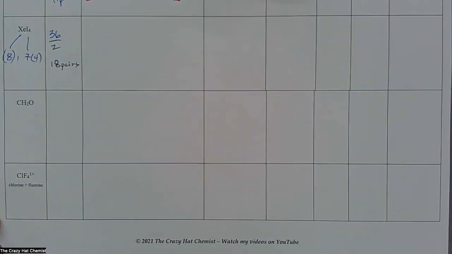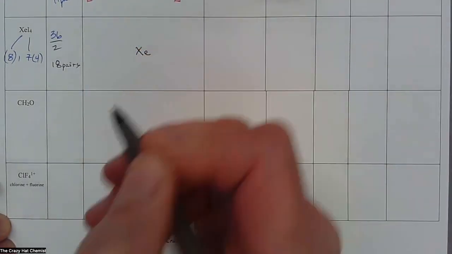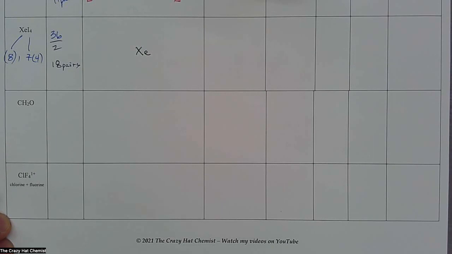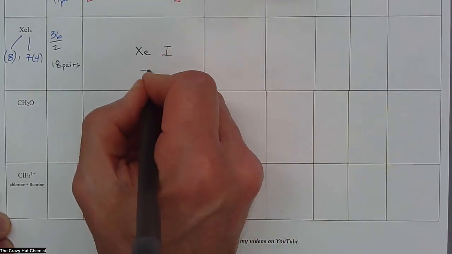So now I got 18 pairs. So the central element is the least electronegative, but never hydrogen. And so the least electronegative will not be a halogen. So therefore, the xenon is going to go in the middle there like that. Then we're going to have the iodine surrounding that like the faces of a clock. 3 o'clock, 3 o'clock, 6 o'clock, 6 o'clock, 9 o'clock, 9 o'clock, and high noon at the OK Corral. And there we go, high noon.